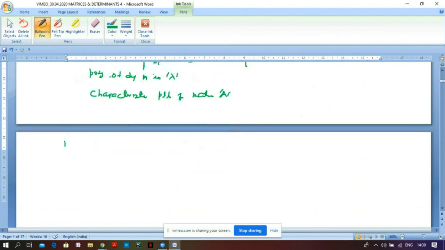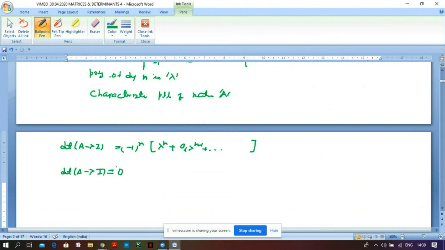So if you expand it, we'll get something like det of A minus lambda I equals minus 1 to the power n, lambda to the power n, plus a1 lambda to the n minus 1 and all those terms. We don't care about a1, a2, they're just coefficients. So once we get that, this is your determinant, and this is a polynomial in lambda. If I write det of A minus lambda I equal to 0, then this will give an equation. I will call it the characteristic equation of matrix A. This, of course, is a polynomial in lambda.